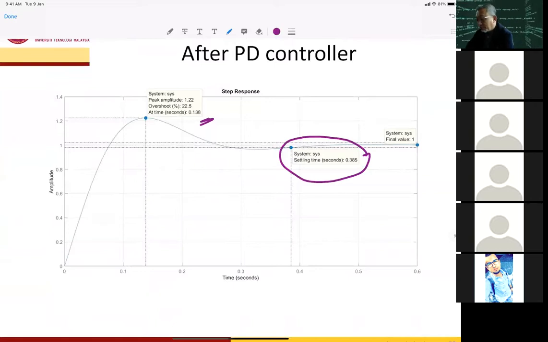Any question? The PD system will only improve the TS, meaning shorter settling time and peak time. Meaning that the transient will be faster.